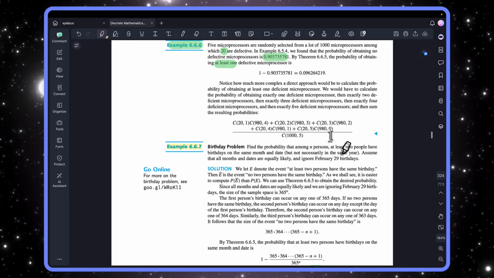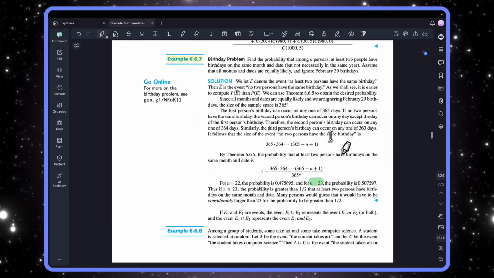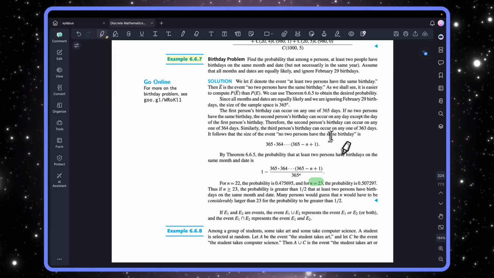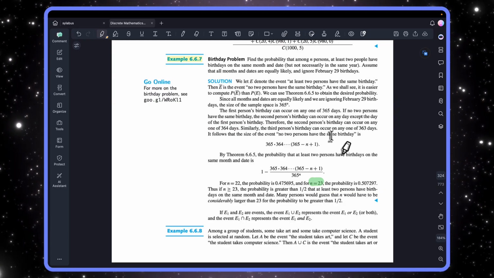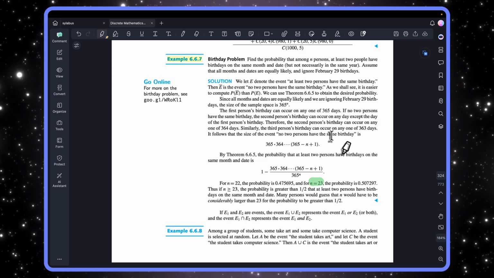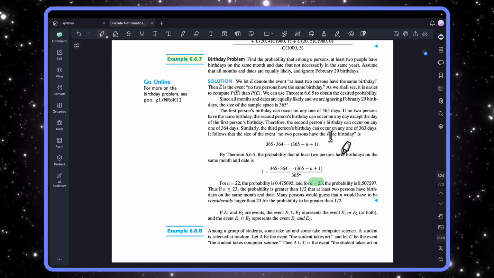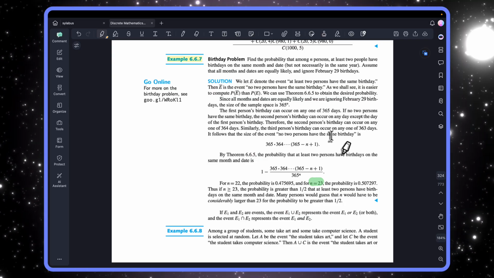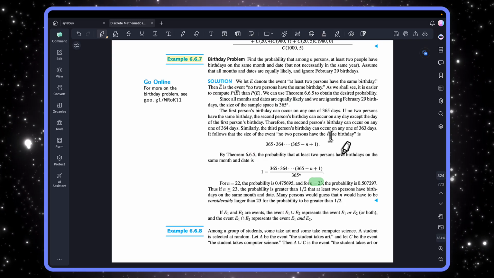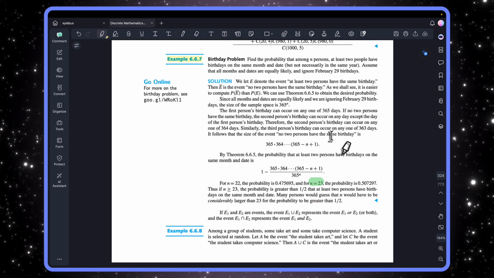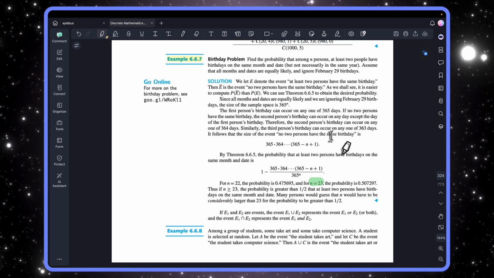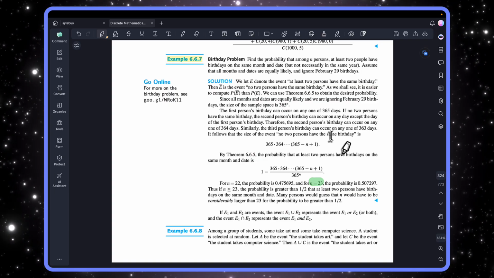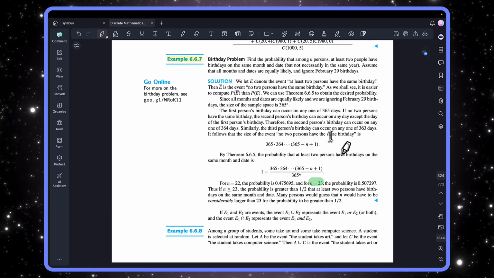All right, let's look at this problem. Here's a famous problem that you may have come in contact with if you've been in a classroom. It's really a little bizarre. So here's the problem. Birthday problem. Find the probability that among n persons, at least 2 people have birthdays on the same month and date, not necessarily the exact same year. So assume that all months and dates are equally likely and ignore February.